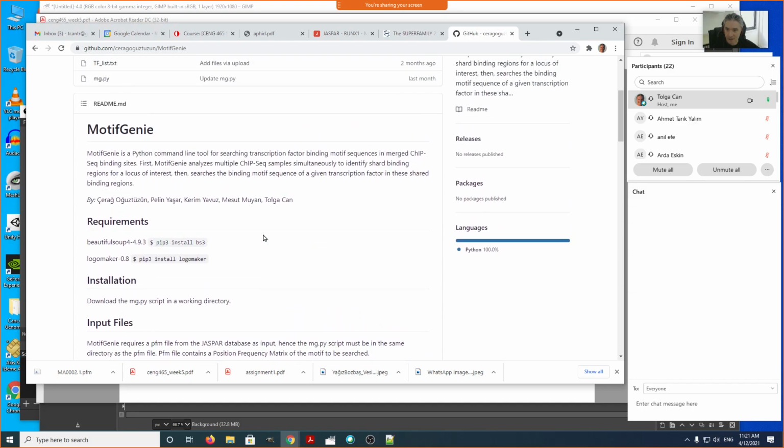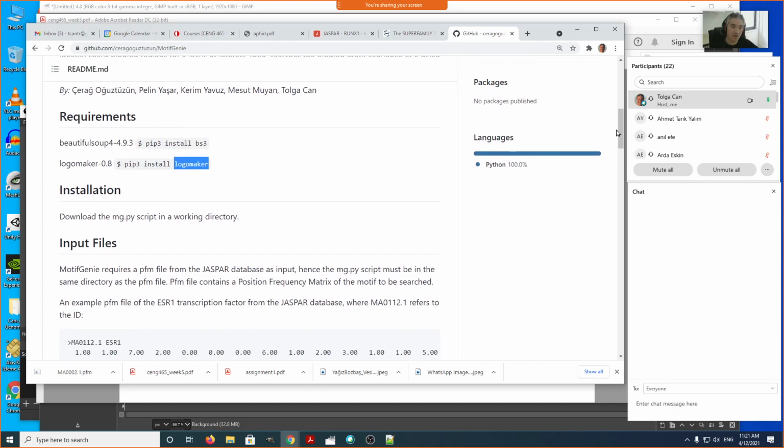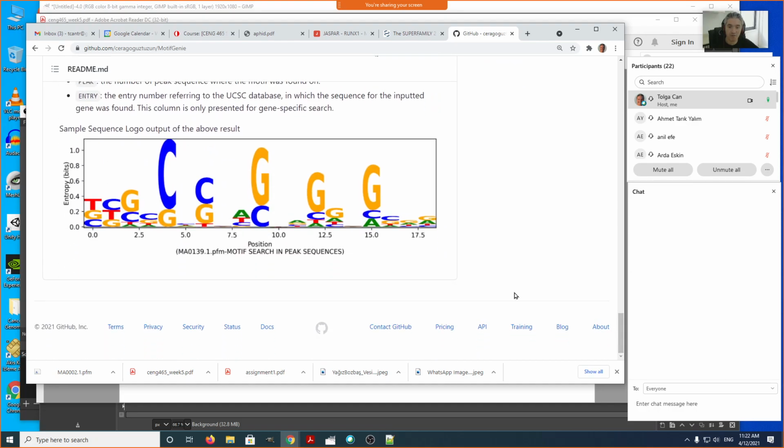Python package that is. Yeah, its name is Logo Maker. So if you're interested in this and you're coding in Python, you may use this Logo Maker package to create visual logos quite easily from a given frequency matrix. All right, so let's get back to the slides.